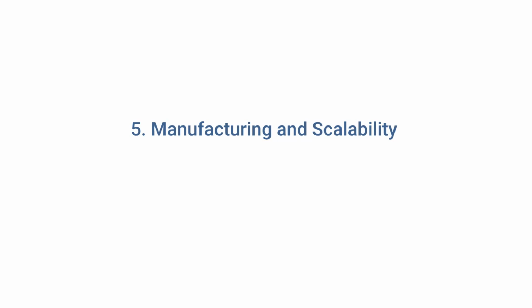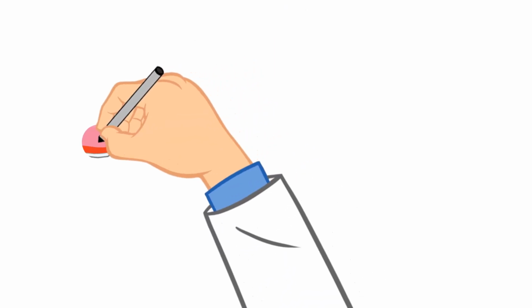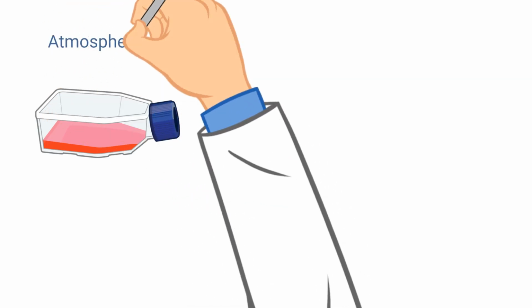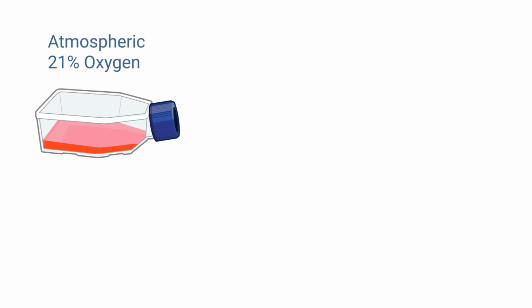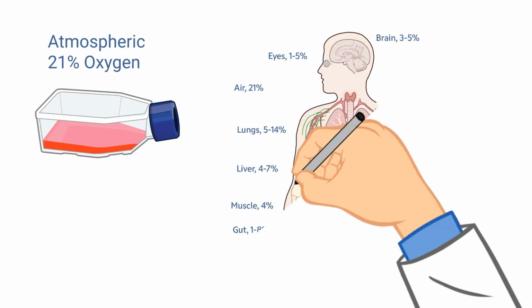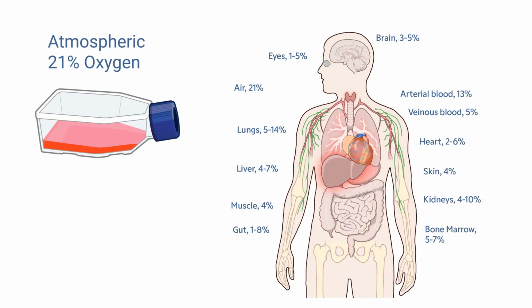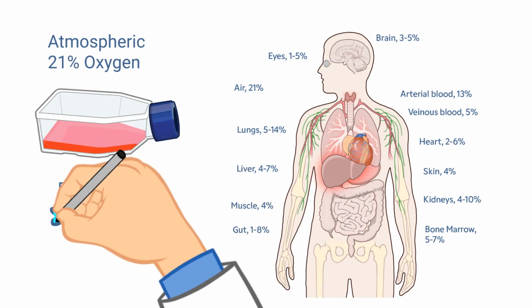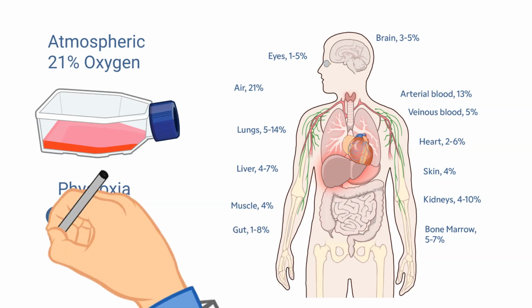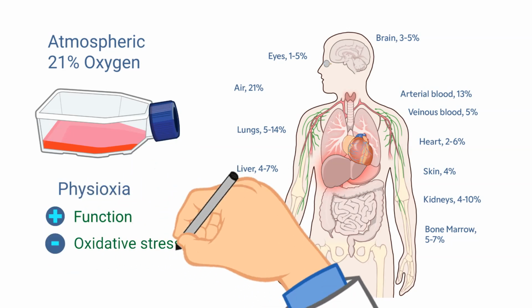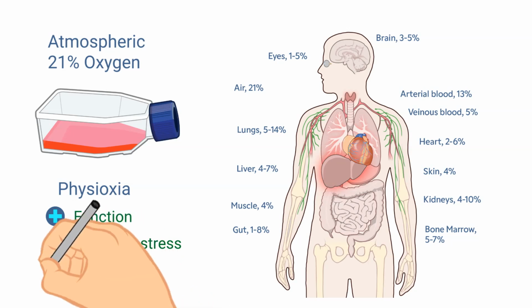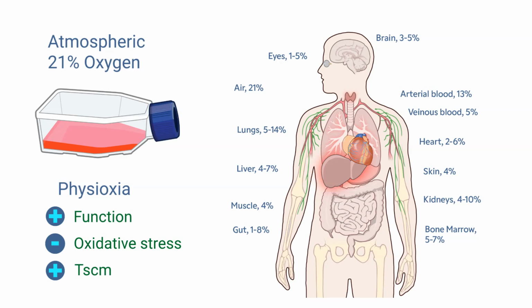Oxygen levels also impact the scalability and reproducibility of ACT manufacturing. Traditional T cell expansion protocols often use ambient oxygen levels, 21%, which may not reflect physiological conditions. However, physiological oxygen levels in tissues range from 1% to 11%, with even lower levels in the TME. Culturing T cells under physiologically relevant oxygen conditions can improve their functionality and reduce oxidative stress, which can damage cells during expansion. Moreover, hypoxia can enhance the yield of certain T cell subsets, such as stem-like memory T cells, which are desirable for ACT. Optimizing oxygen levels during manufacturing is thus essential for producing high-quality, clinically effective T cell products.